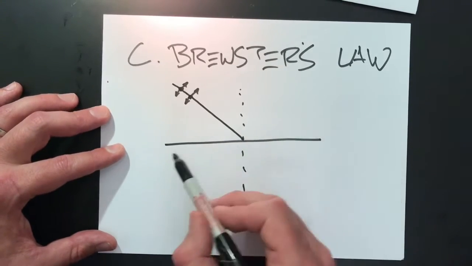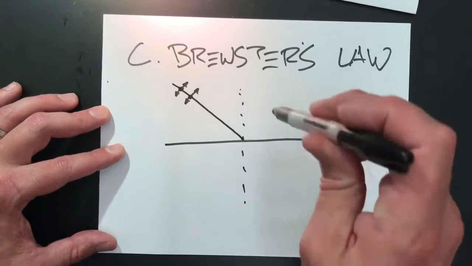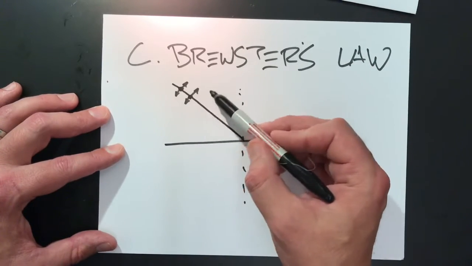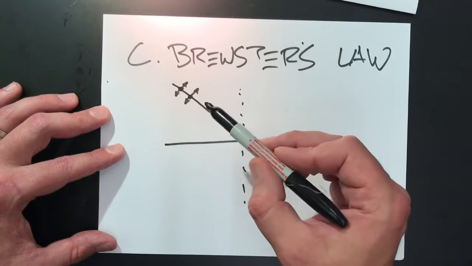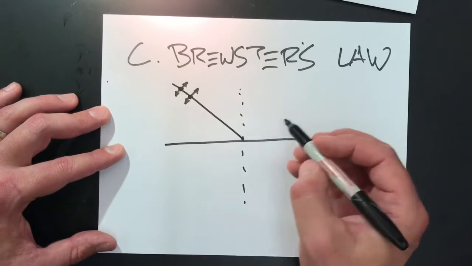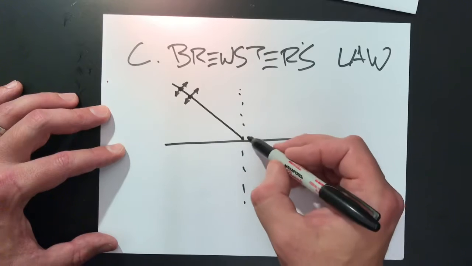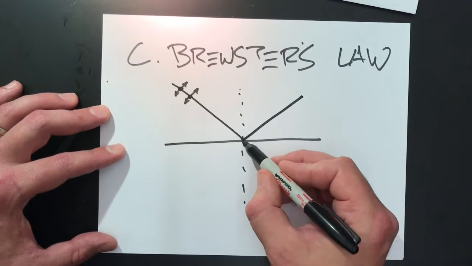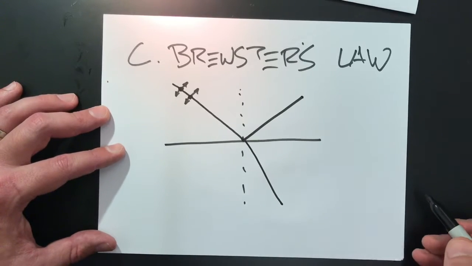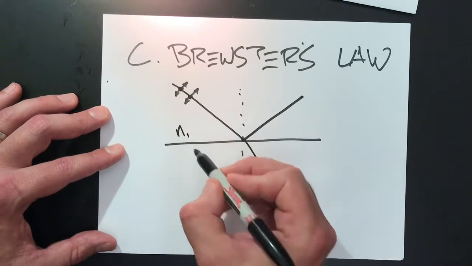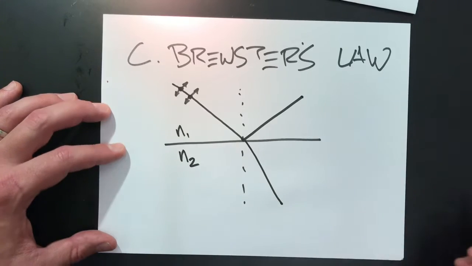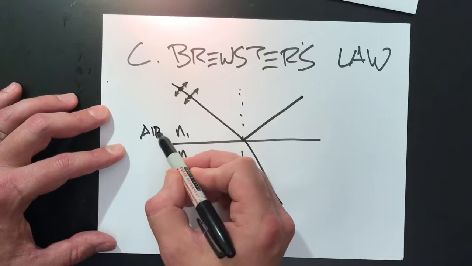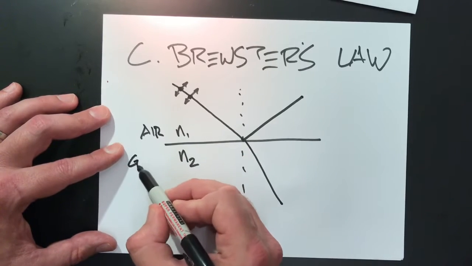Because this is what our apparatus looks like when viewed from the top down, I'm going to call these horizontal and the up and down coming in and out of the page vertical. We're incident on the surface here, and we have a reflected beam and a refracted beam. And we'll call these indices N1 and N2. For our apparatus, this is going to be air, and this is going to be glass.